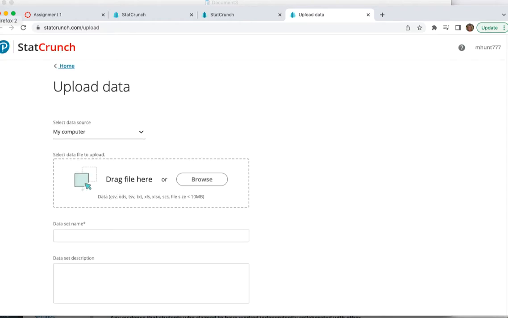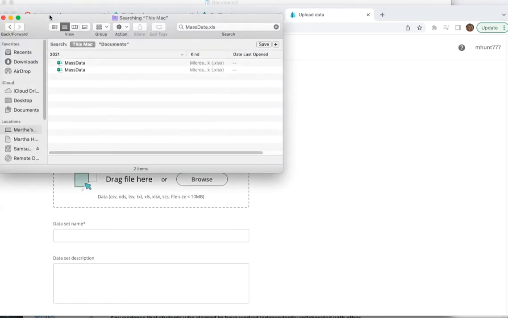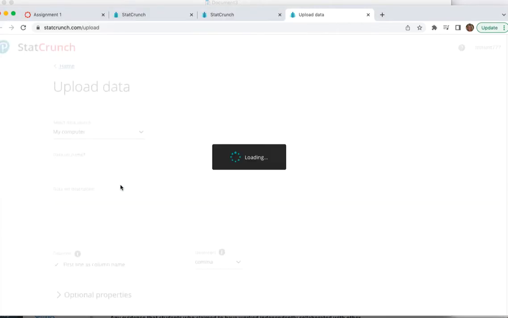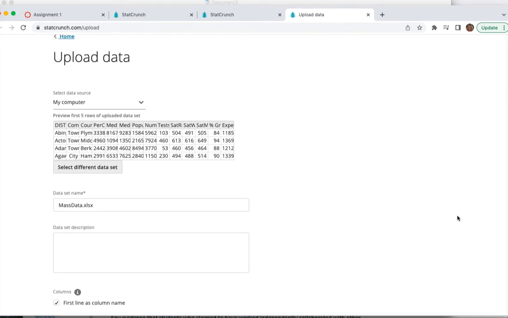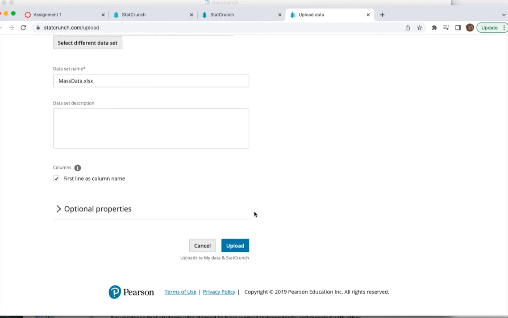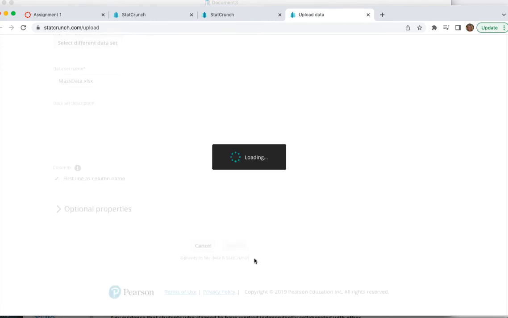Now what I can do, I remember where I saved it, is I can go to my Finder. My file is called Math Data, and I can just drag it here, and there it is. There's my Math Data file. Now what I'm going to do is upload it into StatCrunch.